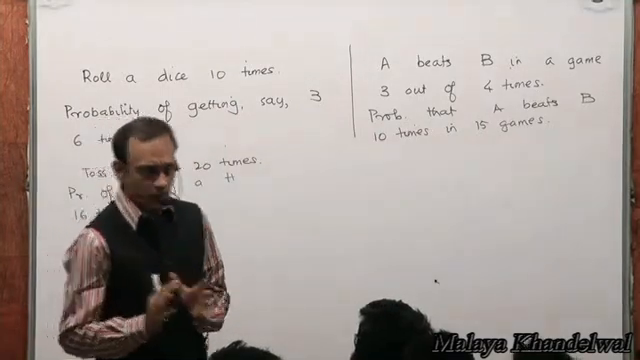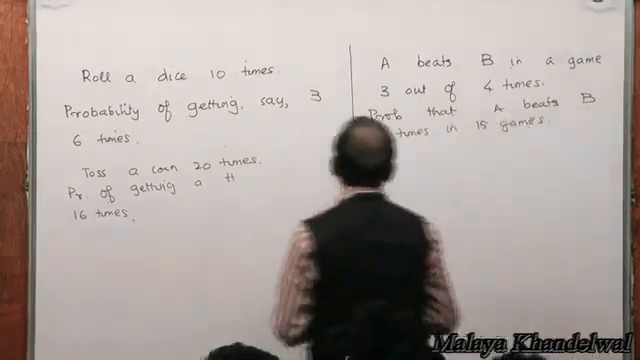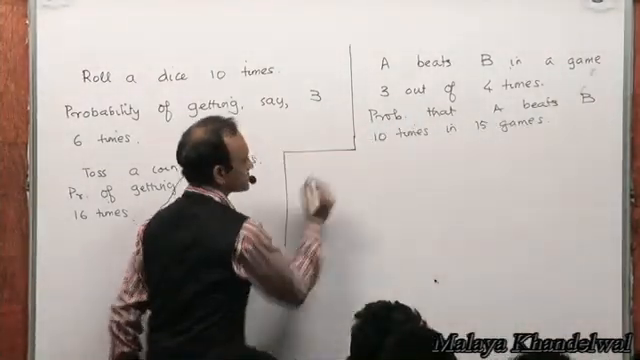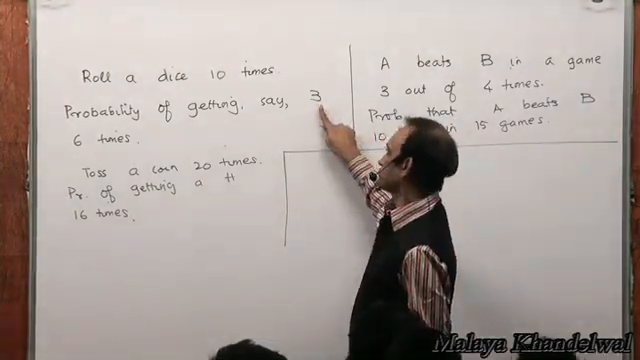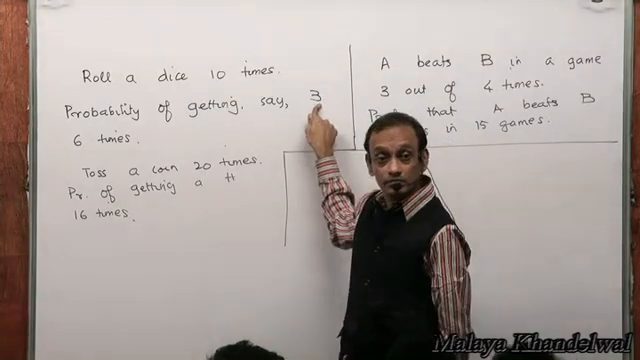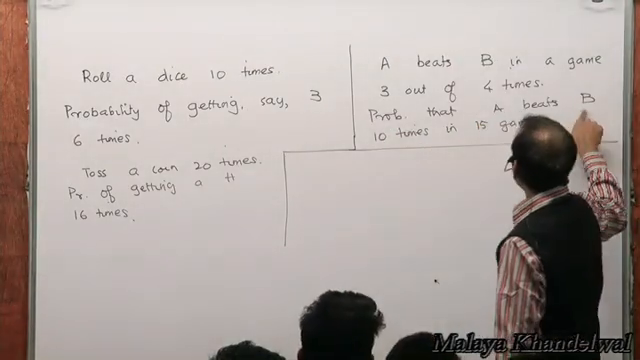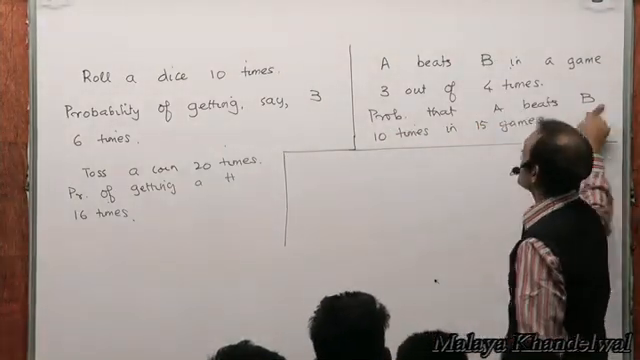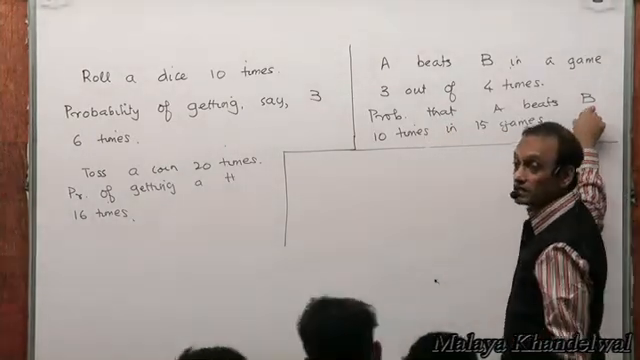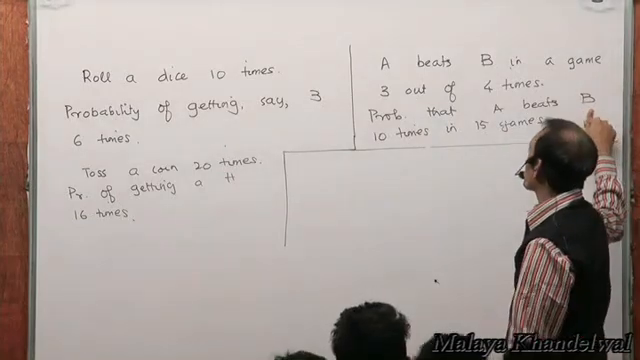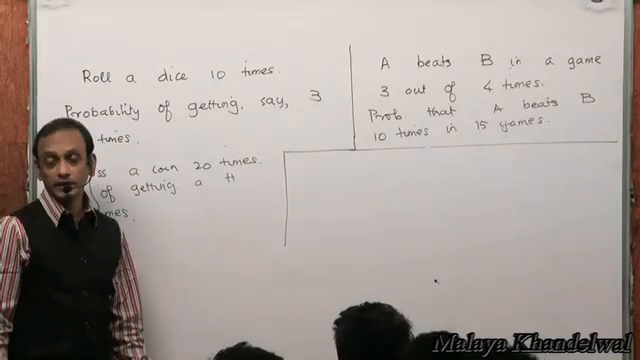All these situations belong to the following category. So just to formalize all these situations, in this case, what event are we talking of? The event of getting 3, right? What's the event that we are talking of here? A beating B in a certain number of games. And this event is getting a head, right?